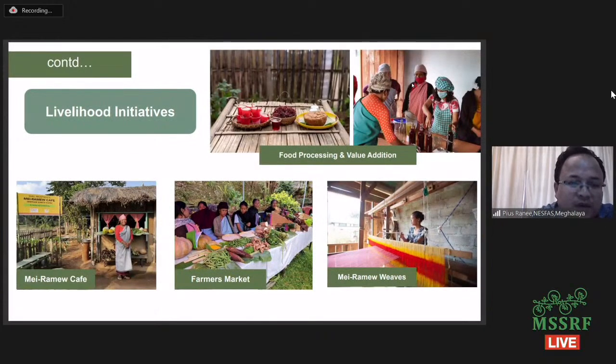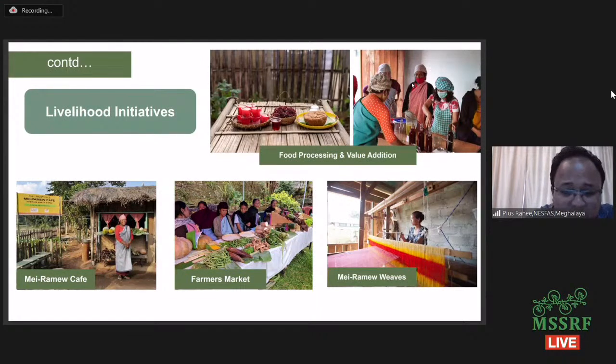Some of the initiatives that we are doing in livelihoods, for example, are food processing and value addition with the communities. And then we have this Meramo Cafe. Meramo Cafe means Mother Earth Cafe. It's basically a restaurant in the village that promotes local food only. This cafe has been well captured by national and international media. This is the initiative that really caught the attention of different entrepreneurs here, and a lot of such cafes have come up in places like Meghalaya, where tourism is quite prominent.